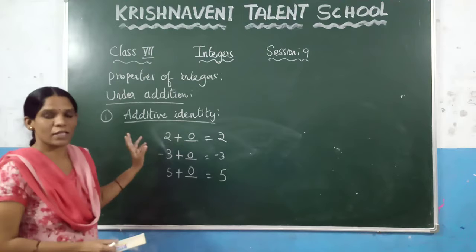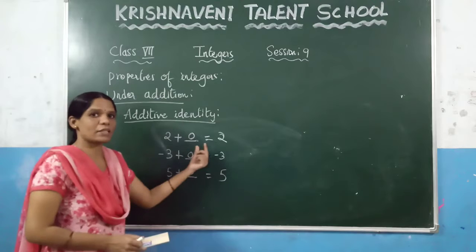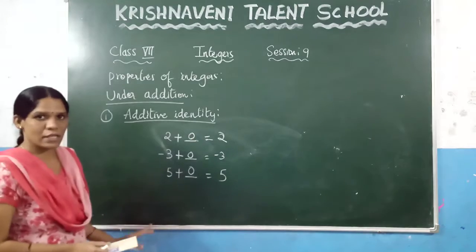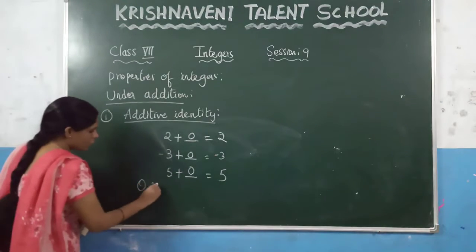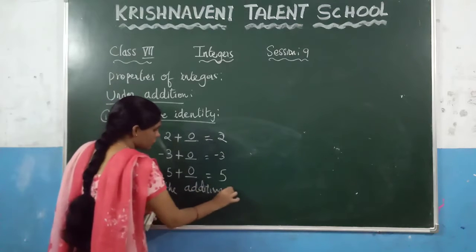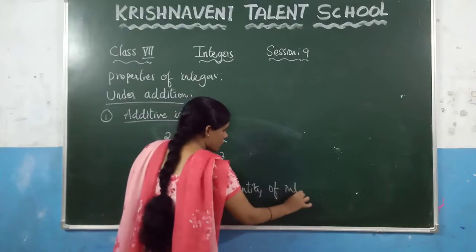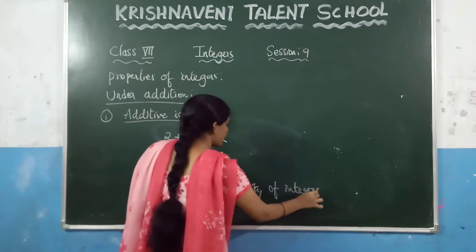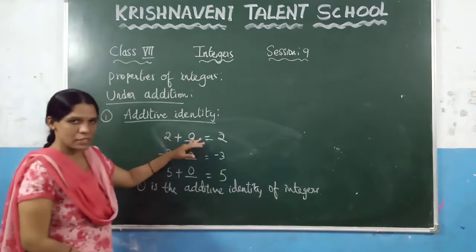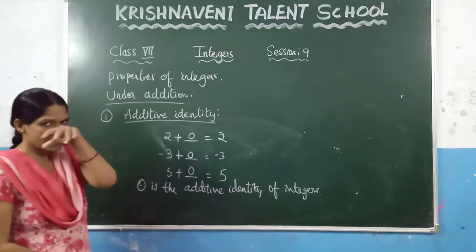So what the additive identity says is, if you consider one integer, you need to add one integer such that you get the answer as the same integer. Which number do you need to add here? 0. That 0 we call the additive identity. 0 is the additive identity of integers. Since we are talking about the integers, mention integers. So if you take one integer, you have to add one number such that you get the same number as the answer. That property we call the additive identity.